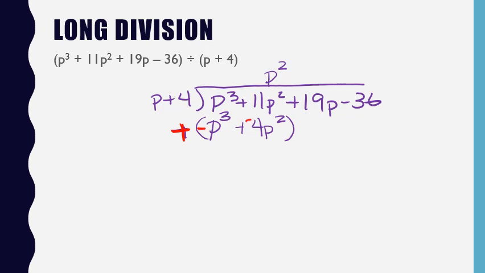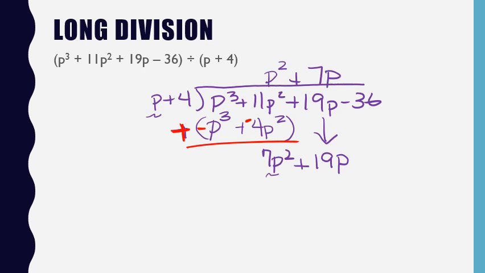Adding the opposite, right? It's the same as subtracting. And p cubed minus p cubed is 0. 11p squared minus 4p squared is 7p squared. Bring down the next term. Okay. What do I multiply this p by to give me 7p squared? I'm going to multiply by 7p. Okay. Multiply, so I get 7p squared plus 28p.